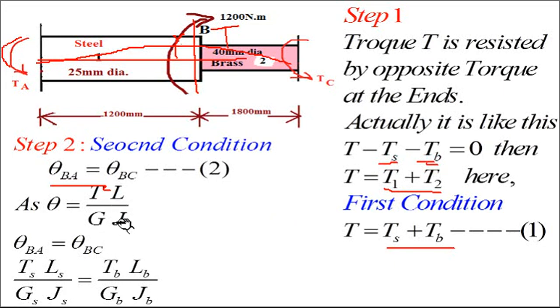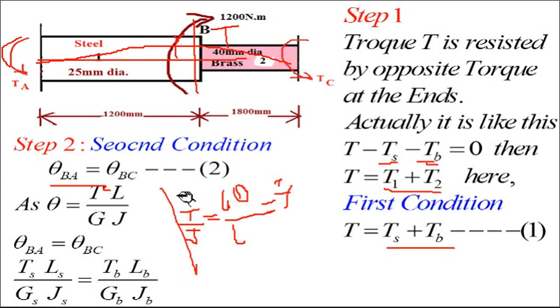Using the torsion equation, you know the torsion equation is T by J equal to G theta by L, equal to tau by R. But here there is no need to write tau by R, because we are going to take the first terms, as we want to write theta equal to. So theta will be equal to TL upon GJ, by cross multiplication. The same formula I have written here.